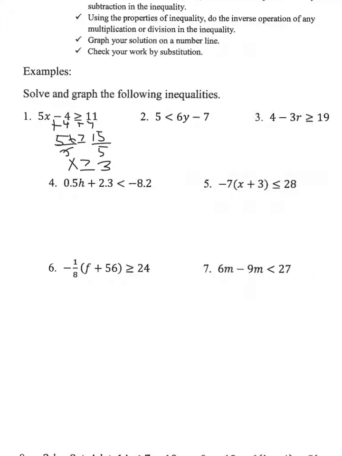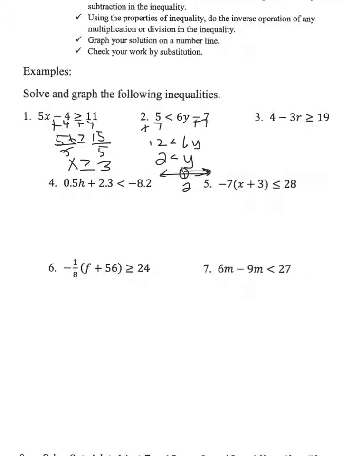So in number 2, we're going to add 7 to both sides. These are just like equations. So add 7, you're going to get 12 is less than 6y. And then divide by 6, so you get y is greater than 2. And then when you shade, it is going to be an open circle at 2, and then everything to the right, because it is backwards right now. So you'd read it as 2 is less than y, therefore y is greater than 2.